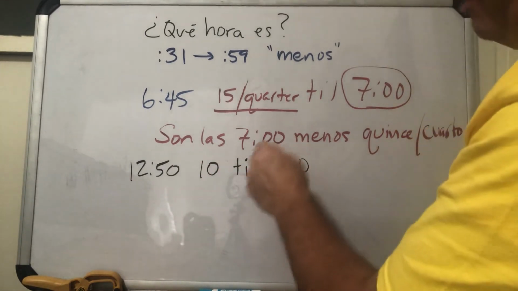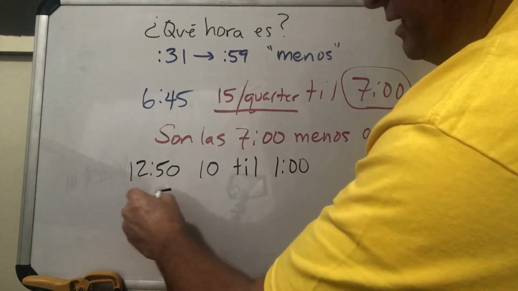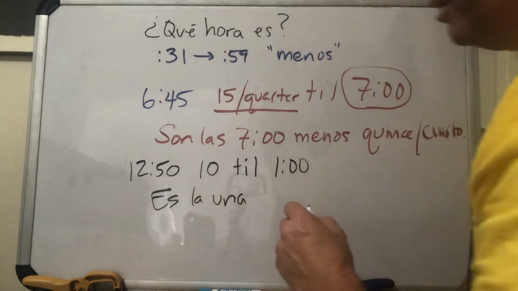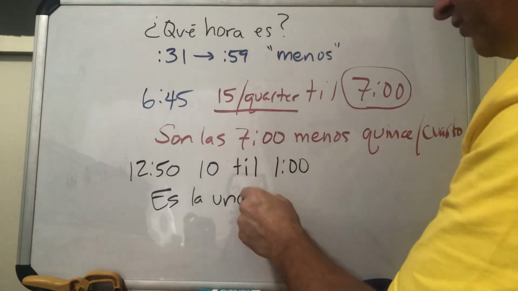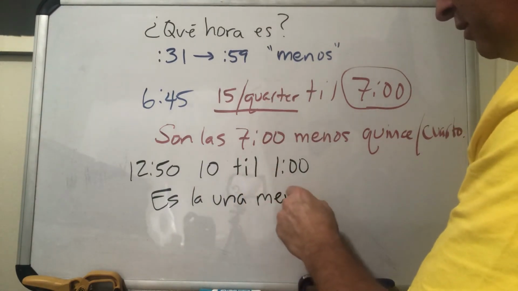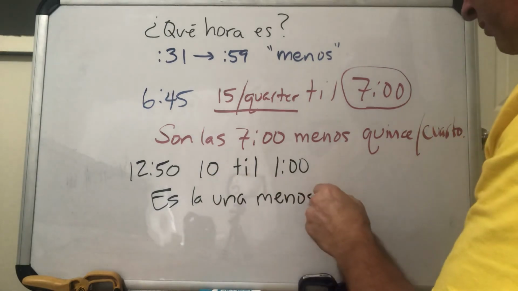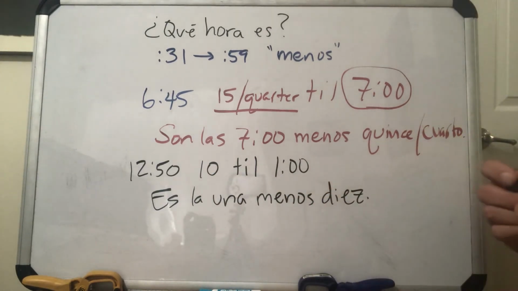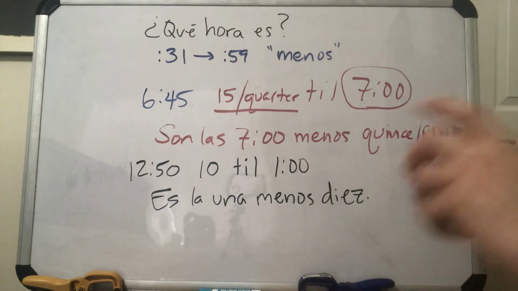And again, remember the hour always comes first. So you're going to say es la una. That's how we say 1 o'clock. We're going to subtract off some minutes. Menos. How many minutes until 1? 10. So we're going to say 10. Okay? That is that.